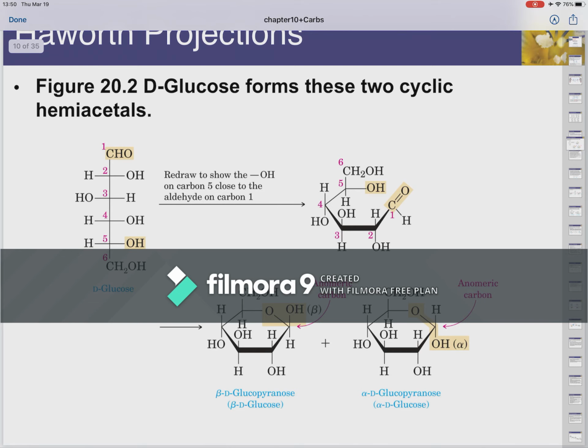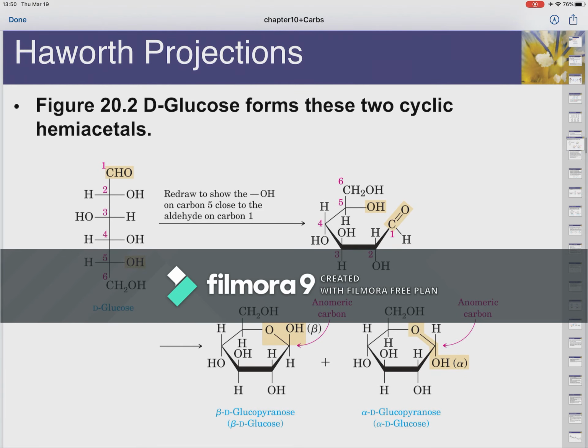Haworth projections are one of the ways that we can show these ring structures. Here you've got the straight chain carbohydrate, and then we've got it closing into a ring. Now, when these things close into rings, this isn't a permanent reaction. This thing opens up and closes all the time. When it opens and closes, the position of the OH is random. Sometimes it's up, sometimes it's down. When it's up, we call it the beta form. When it's down, it's the alpha form. And this carbon in particular is called the anomeric carbon. It's the number 1 carbon.